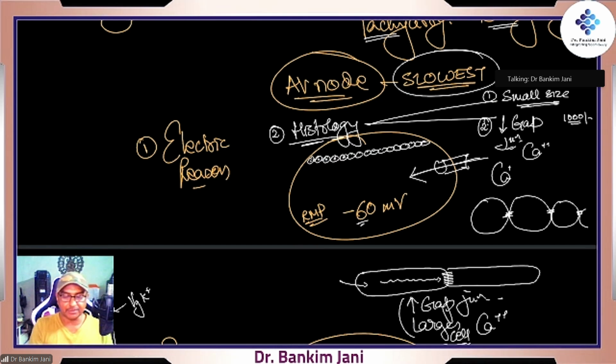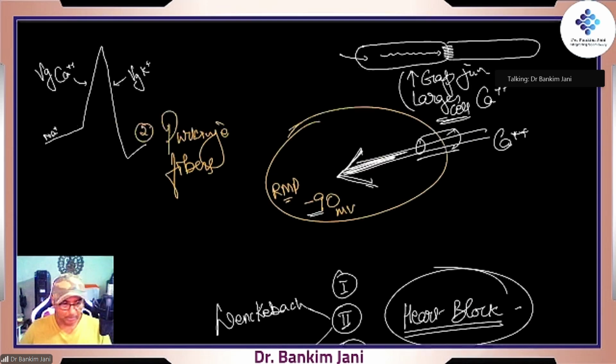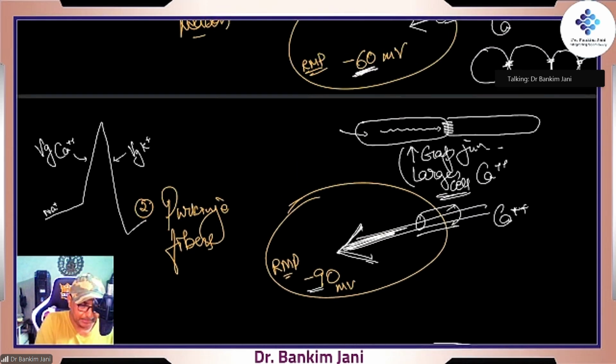One is the electric reason. Right? The electric reason. What is the electric reason? The resting membrane potential is minus 60 millivolts. Now we saw over here, here it is, a graph. Right? There are the SA node and AV node.